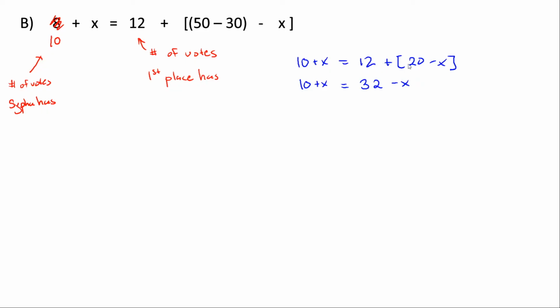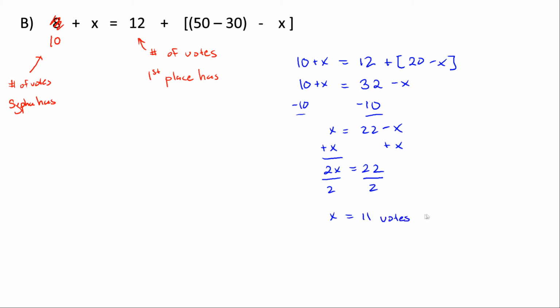Okay, so first we combine our 12 and 20 here. Now what we want to do is combine these x's and then isolate the x. Let's see, we could subtract 10 from both sides here. So we end up with x is equal to 22 minus x. Add x to both sides. We get 2x equals 22. Divide both sides by 2. We end up with x is equal to 11 votes to tie. So we need 12 votes to win.